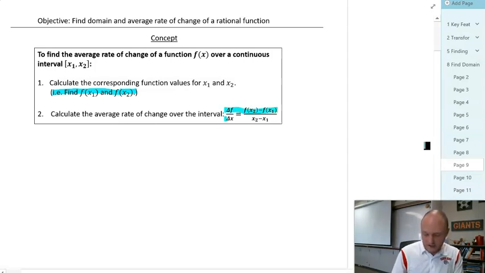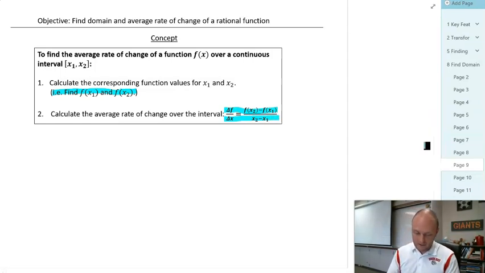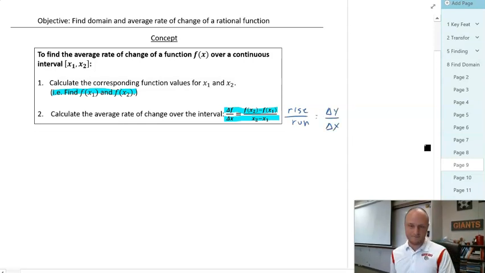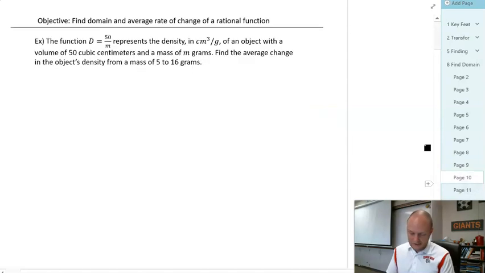What is delta f over delta x? Rise over run, and I recommend writing that in your notes. It's rise over run. Maybe even this one helps too: delta y over delta x. Super simple. Let's go ahead and look at an example.